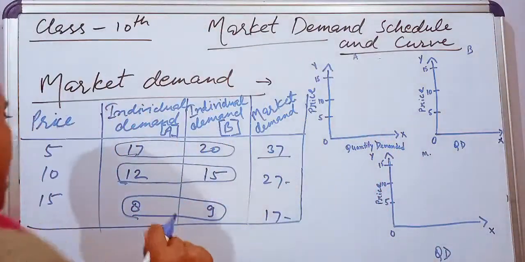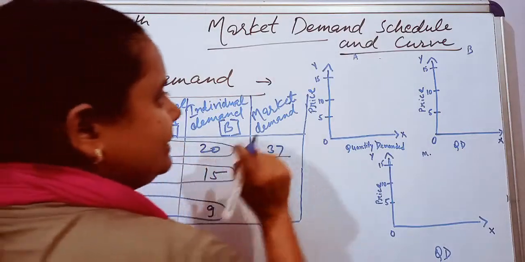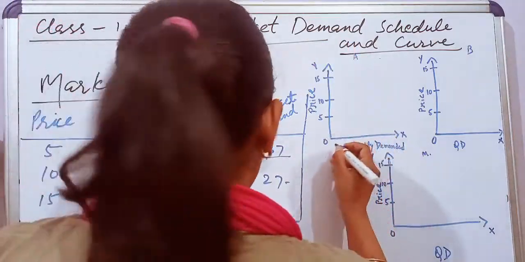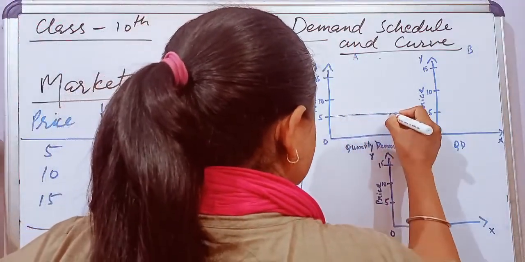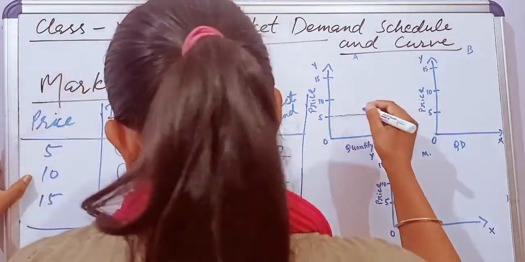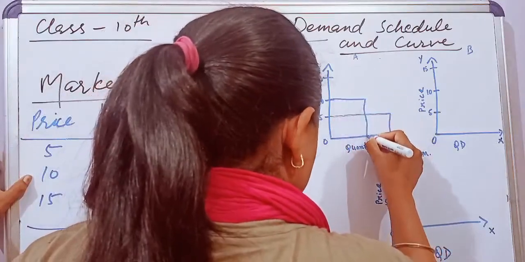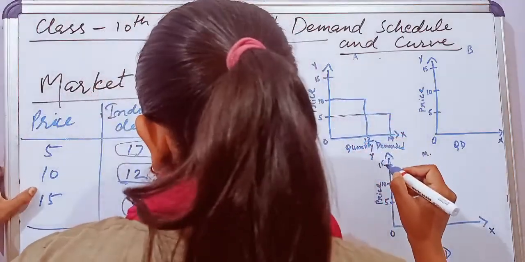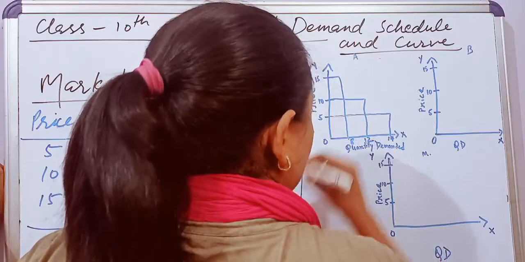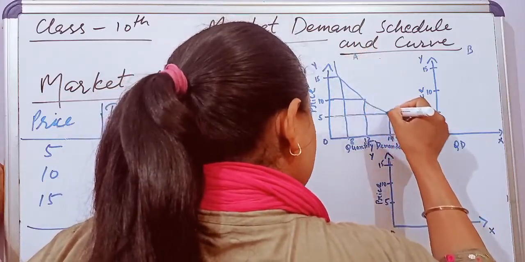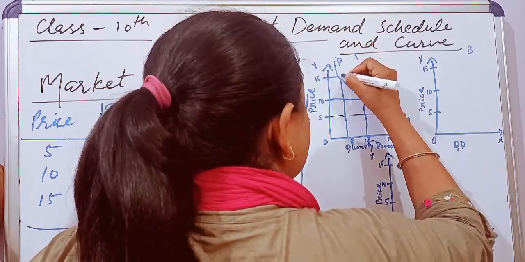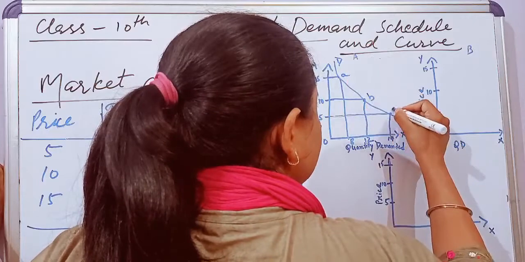First, the price is rupees 5 and A is demanding 17. Suppose this is 17. At rupees 10, A is purchasing 12. Suppose this is 12. And at rupees 15, 8. Suppose this is 8. So this is the individual demand curve of A, DD A, with point A, point B, point C.